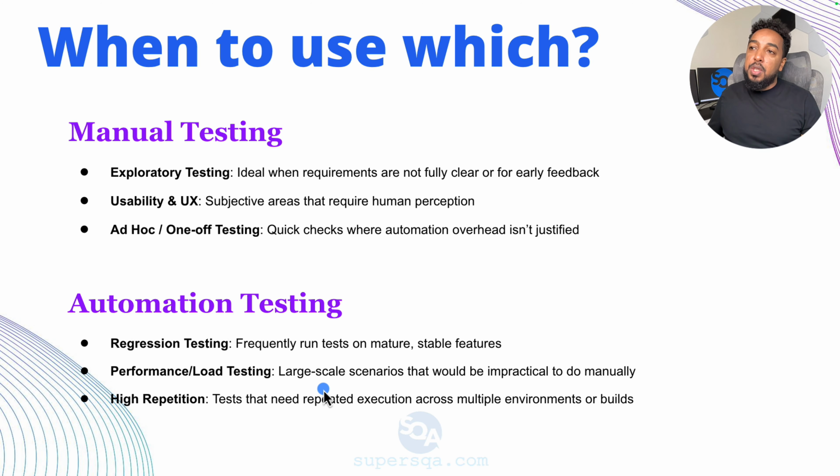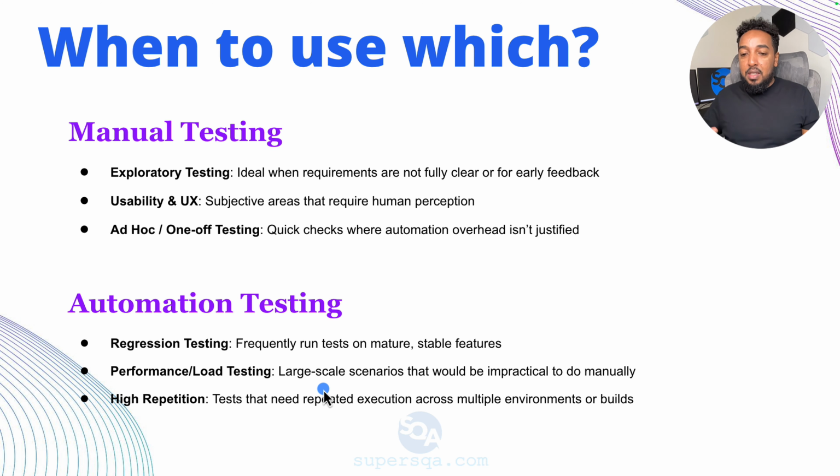When to use which? When you want to explore things, when you want to check for usability and user experience, UX, and just ad hoc stuff, you want to use manual. Ad hoc just means random stuff, one-off testing. If you have a product, like a page, for example, that's supposed to last a week, it's not going to be there forever. It wouldn't make sense to automate it, because it's going to take time to automate, and that product is only going to be there for a week. After that, you don't need it.